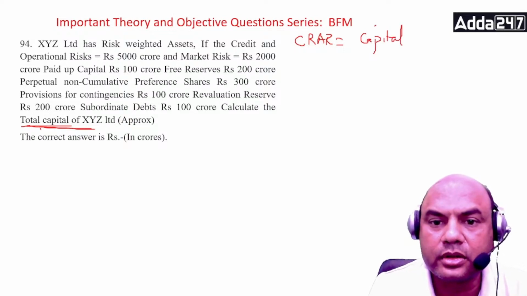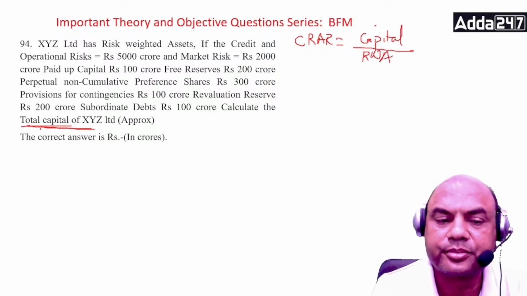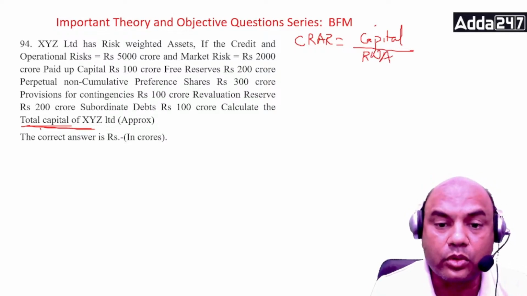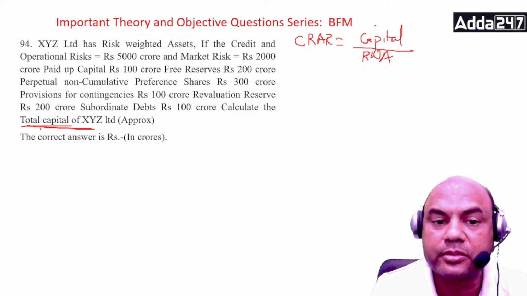Capital upon RWA, risk weighted asset. Okay, that is Cook's ratio. Now you have to calculate the total capital. Capital means what? You want T1 plus T2, Tier 1 plus Tier 2. See here, capital is of 3 types. T2.